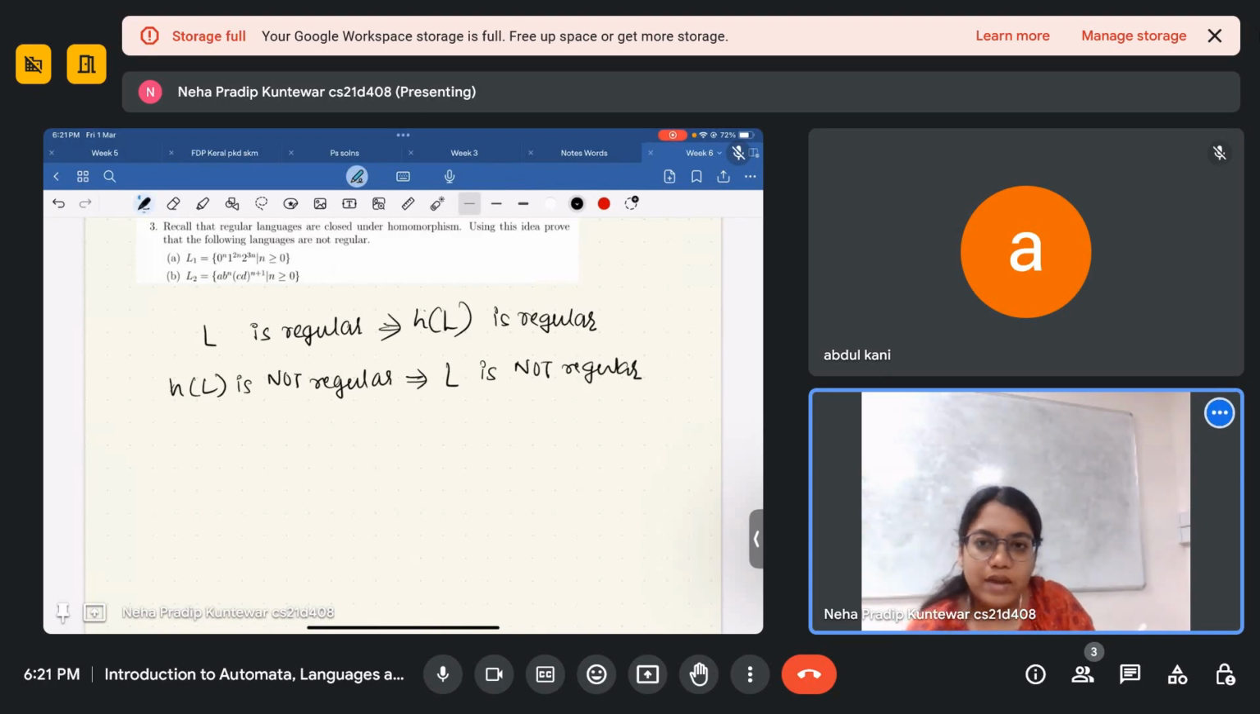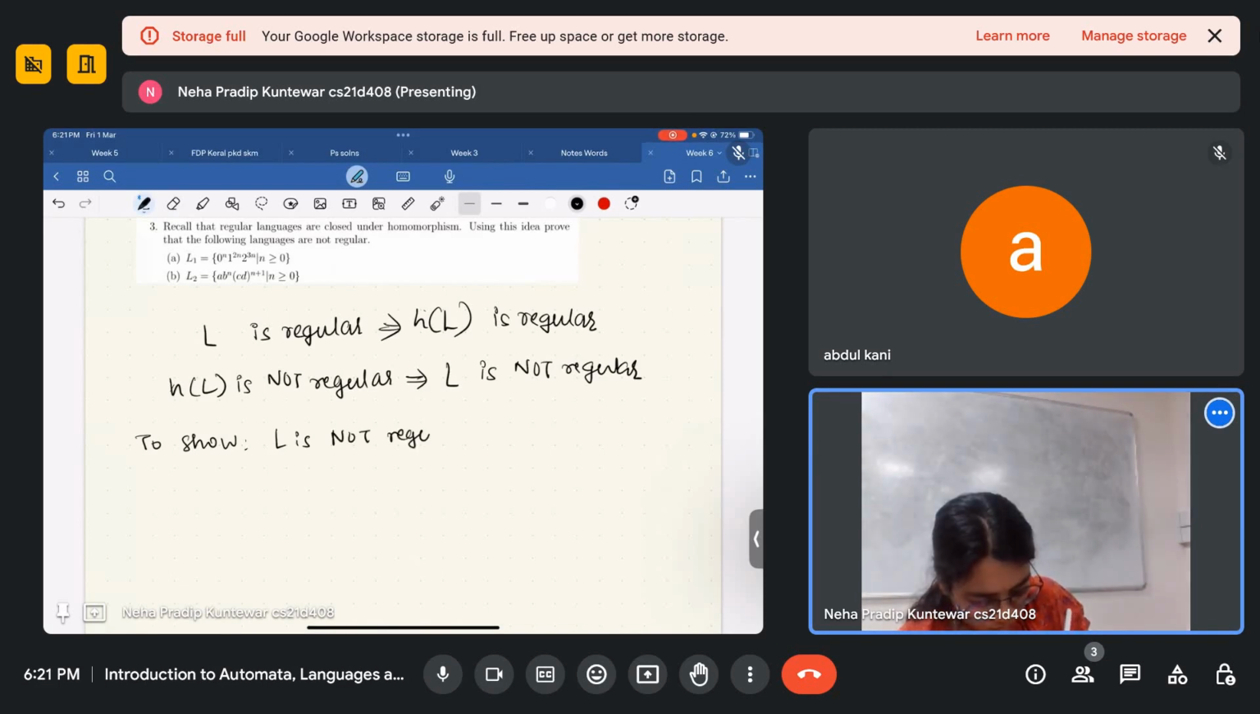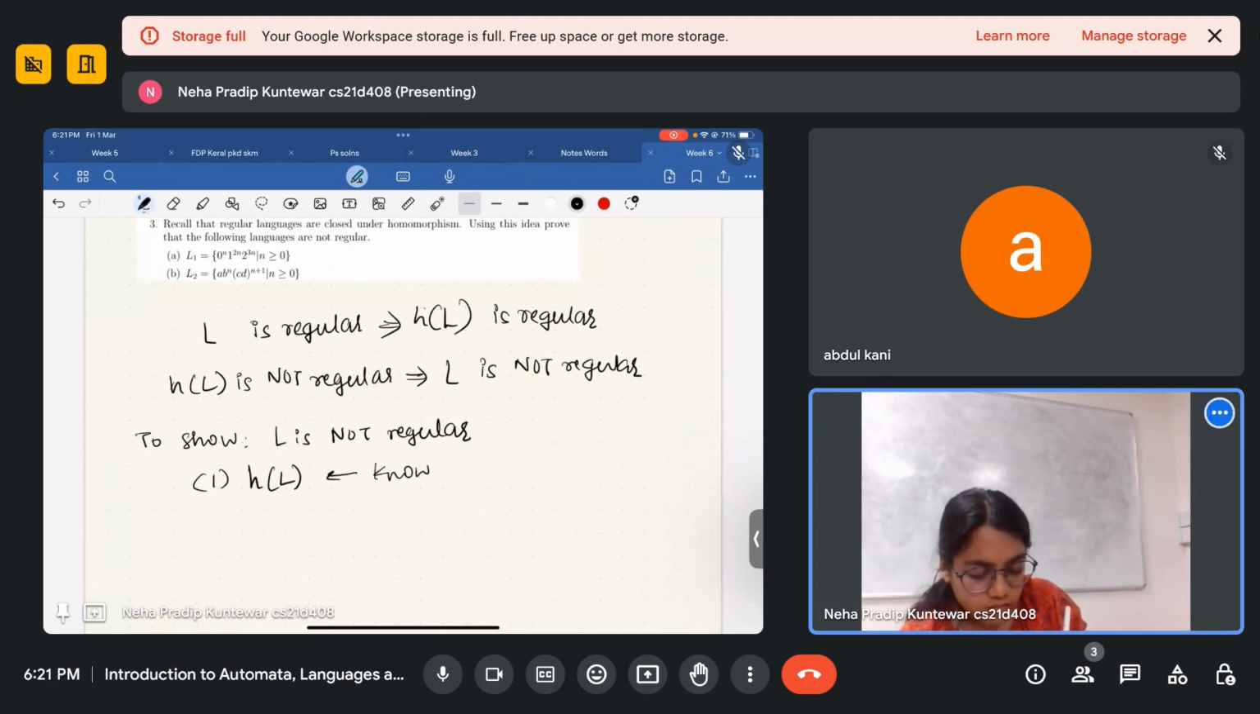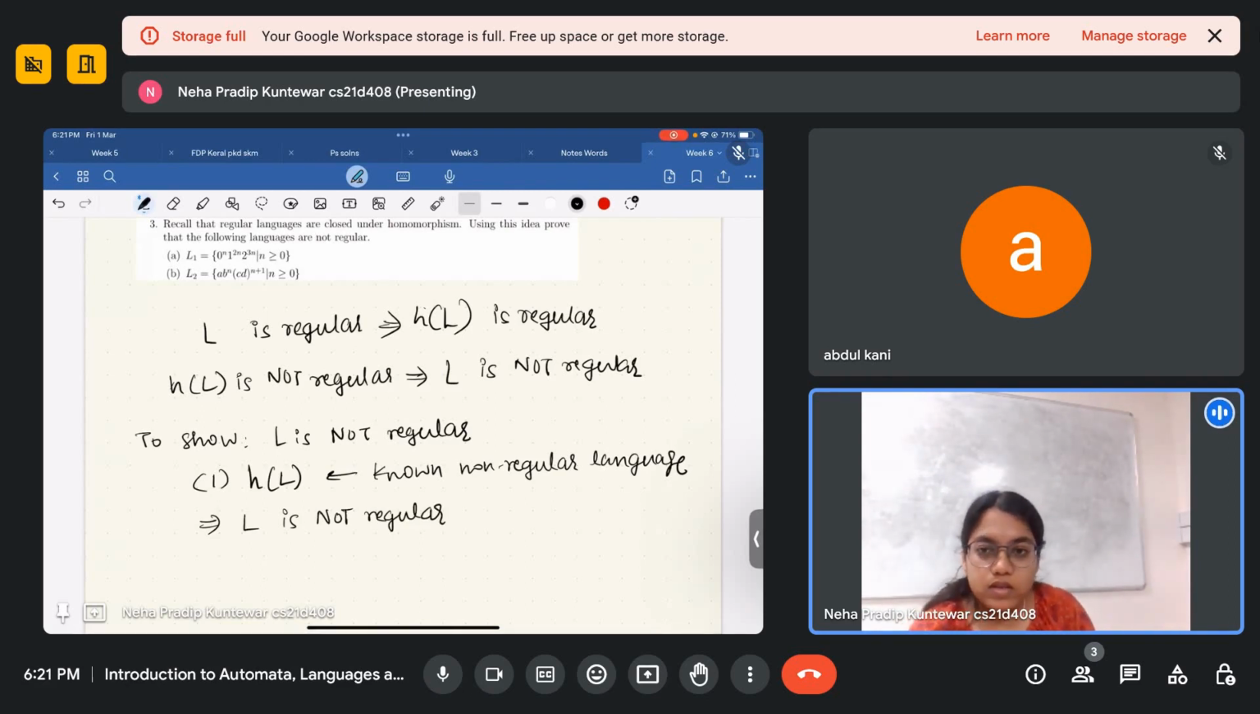So what does that mean? If I want to show that L is not a regular language, I'll come up with a homomorphism h such that h of L is some known non-regular language. Using this fact, I can conclude that L is also not regular. Does that make sense?